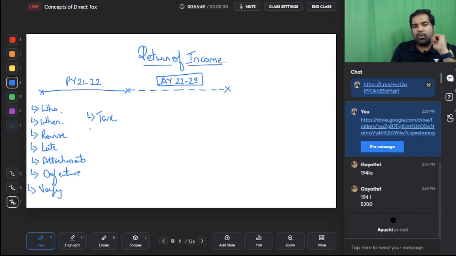All this and more, and any interest to be paid along with the tax, all this and more will be discussed in this chapter. So very nice chapter, and there are some amazing shortcuts to help you remember all the sections and everything in detail.